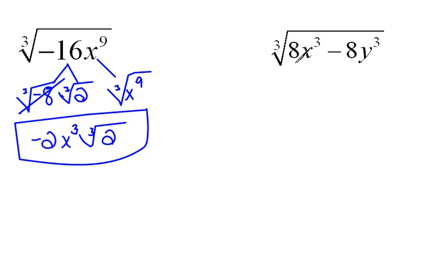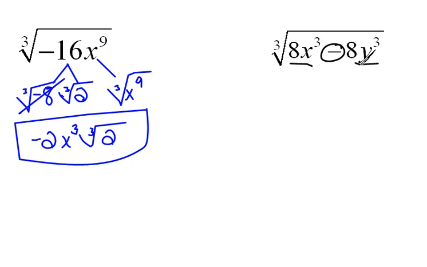Okay, lastly, let's work on this one here. Here we have the cube root of 8x cubed minus 8y cubed. Now you might be tempted to break this up into separate cube roots, but you cannot, because of this minus sign, that makes this two terms.